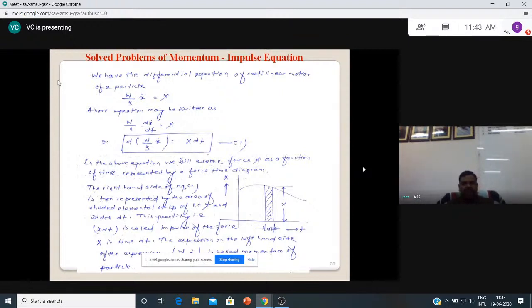Other books like Singer, Shames, Beer and Johnston follow the vector notation. The force x acts within a small duration of dt. Here x is a large impact force during a small duration of time dt. This is how we'll consider the momentum of a particle.